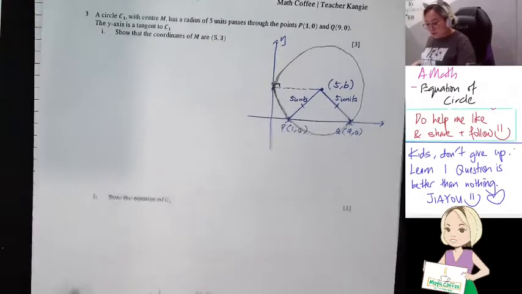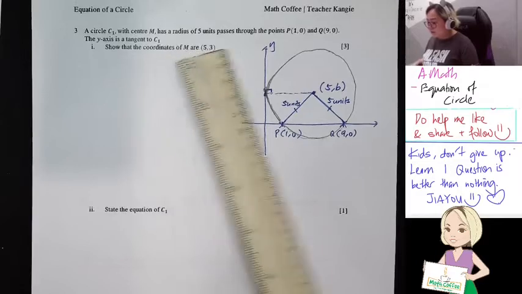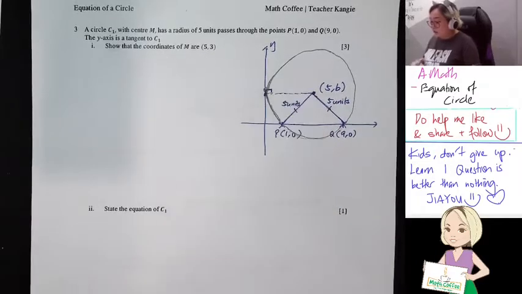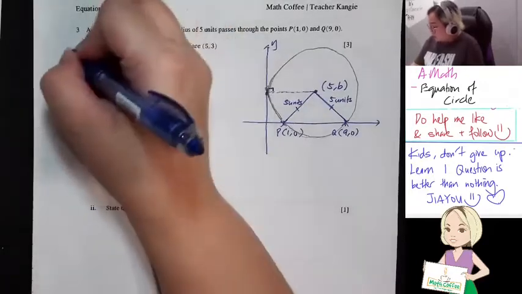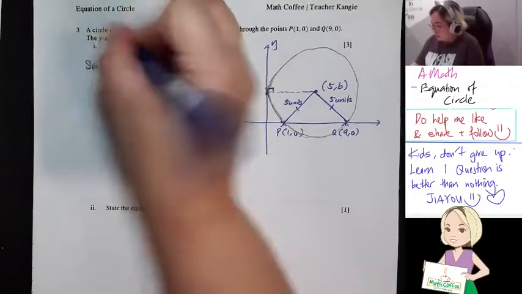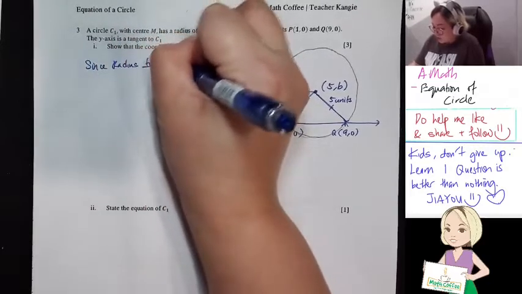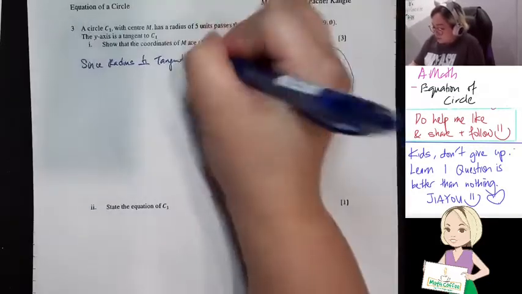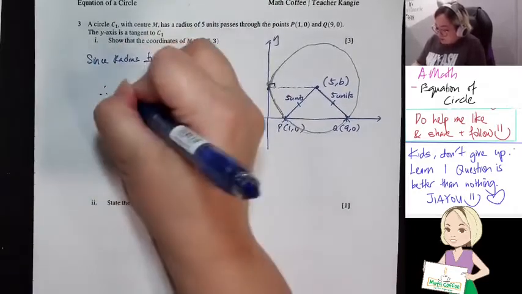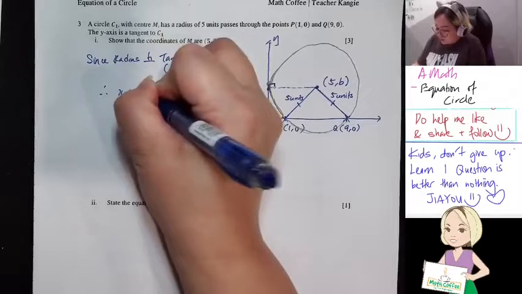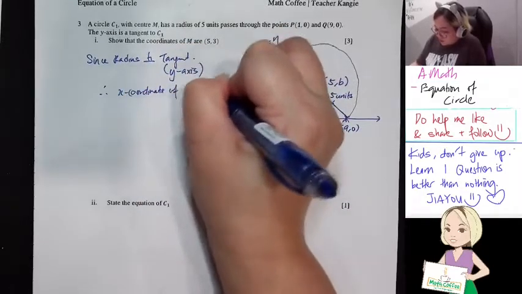Okay. So now we have this already. Let's see. They said show that the coordinates of M are (5, 3). So actually I already know that this is here, but of course I have to state why, right? So you will say that since the radius is perpendicular to the tangent, which is my y-axis, therefore the x-coordinate of the center equals 5.